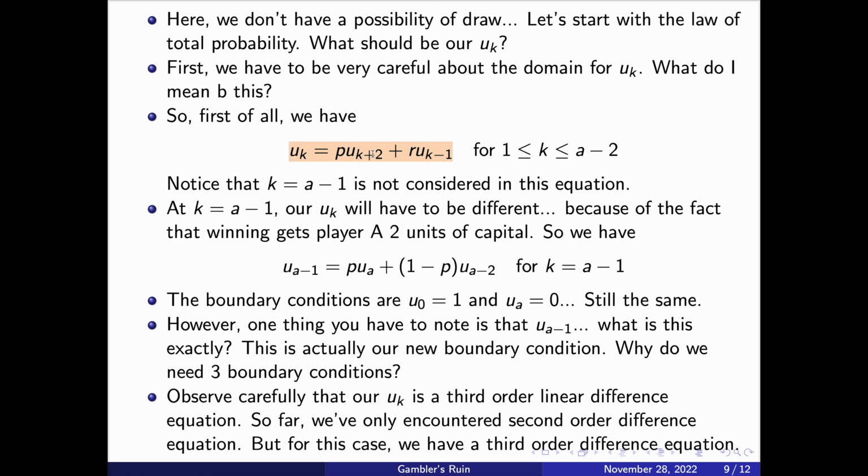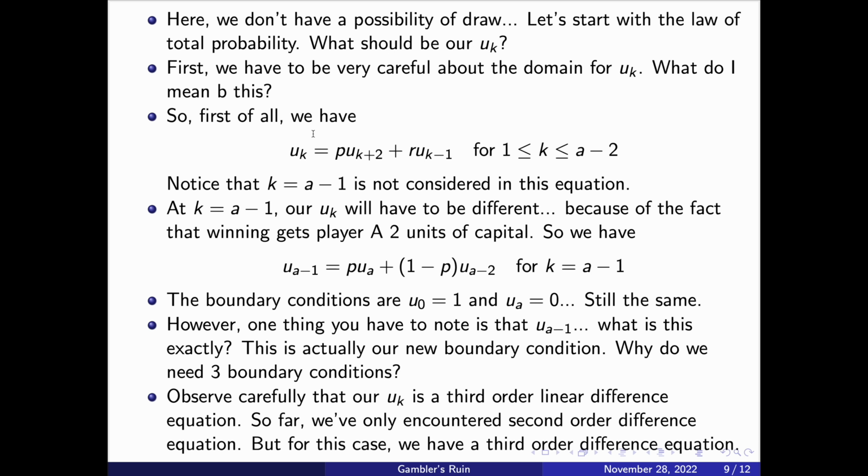The time step here, the step size, is k plus 2 and k minus 1. So we have a difference of 3, right? k plus 2 minus this guy is 3. So this equation is actually a third order linear difference equation.